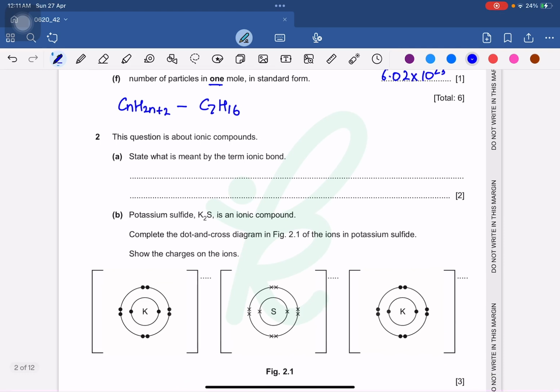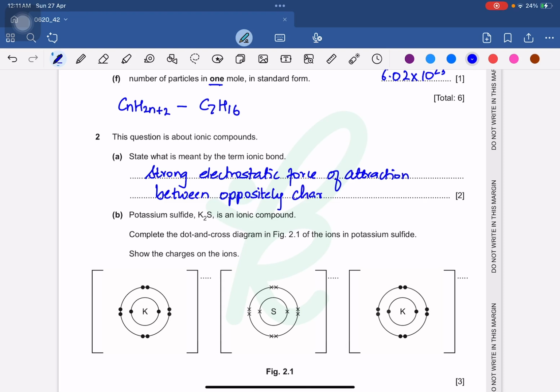Let us move on to the next question. It says, state what is meant by the term ionic bond. So what is an ionic bond? It is basically a strong electrostatic force of attraction between oppositely charged ions. So this will be the answer for the question.